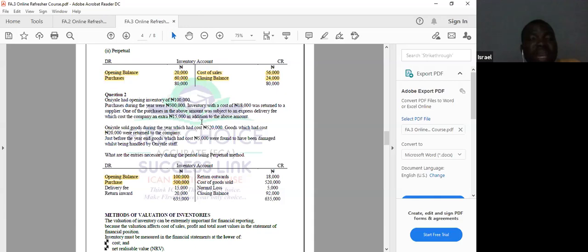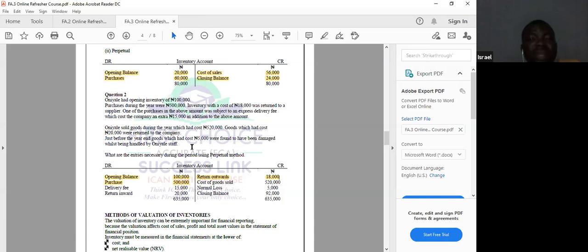Then after that, we see that inventory which cost 18,000 was returned to the supplier. We now know that 18,000 was returned to the supplier, and we have recorded before that we would receive an item of 500,000. Then we are now returning it back. That's what we call return outward. It is a deduction, to reduce the total purchase that we have made. So we find it under return outward, on the credit side.